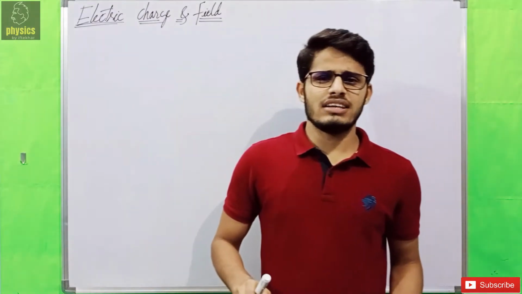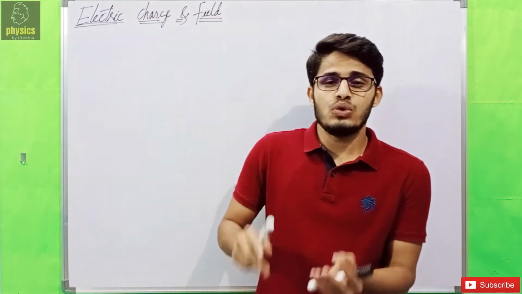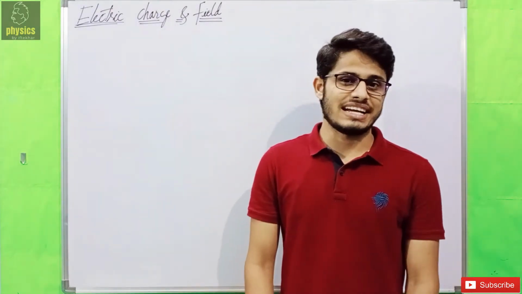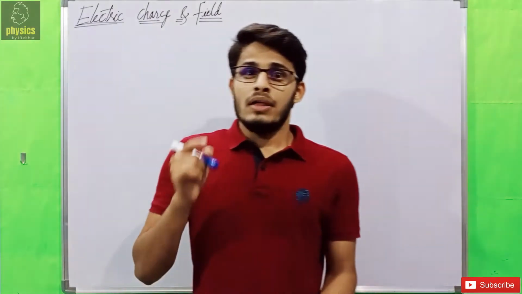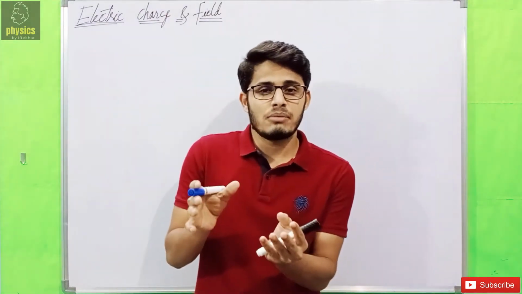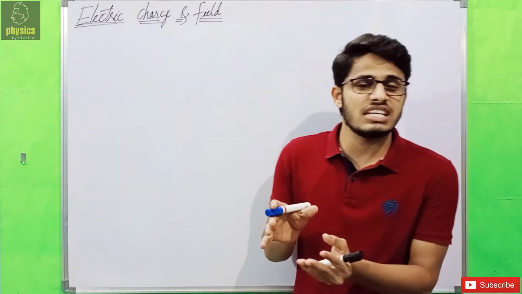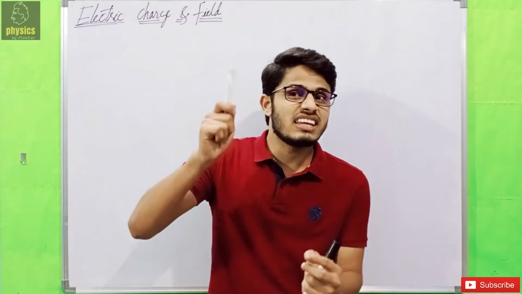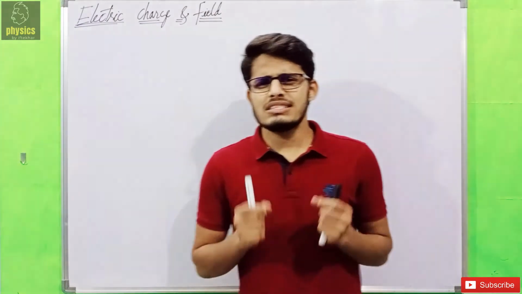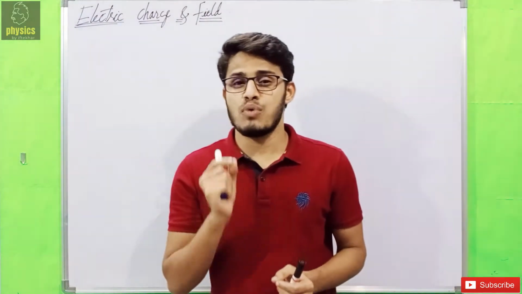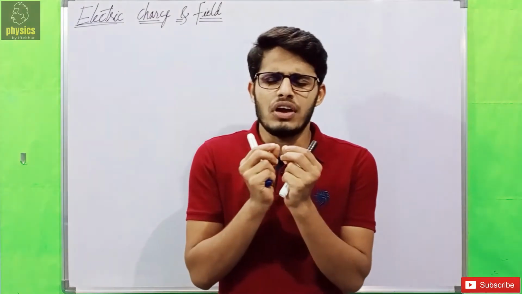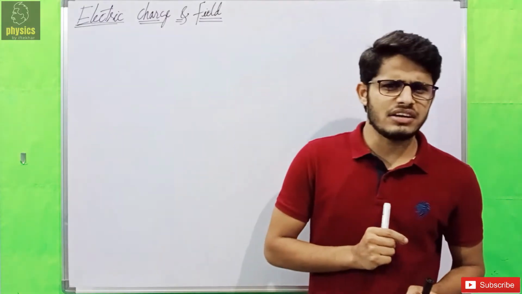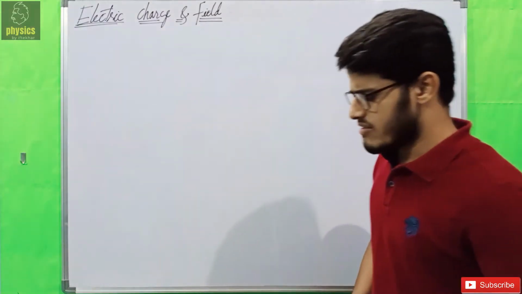Almost all electrical devices would not have worked without discovering this particular branch of physics, that is electricity and magnetism. This branch is also responsible for so many natural phenomena. For example, lightning happens due to electricity. This branch of physics is very important, and it has a lot of interesting phenomena in it. The first chapter in electricity and magnetism is electric charge and field.